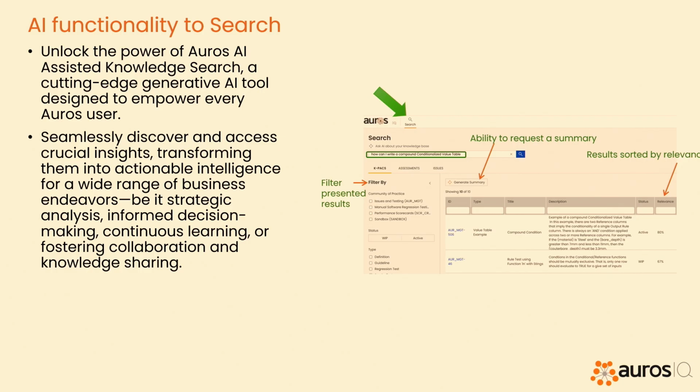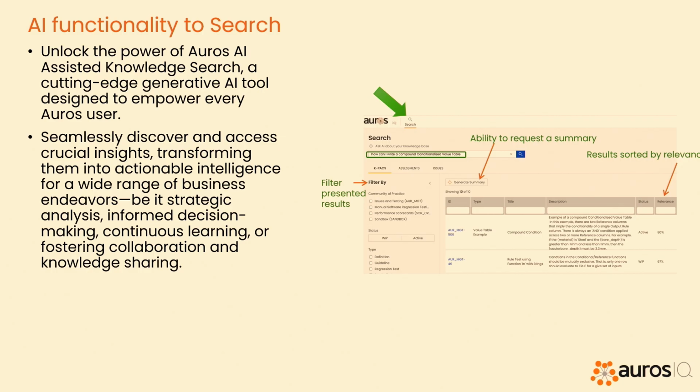Like we have here, we have it set up where you write in your plain text prompt, and as you can see below it, we have our 3 assets: your KPACs, your assessments, and your issues. You have the ability to search in each one of those assets with that same prompt. And once you get your results, as you can see over here on the bottom right of your screen, you have the ability to filter.